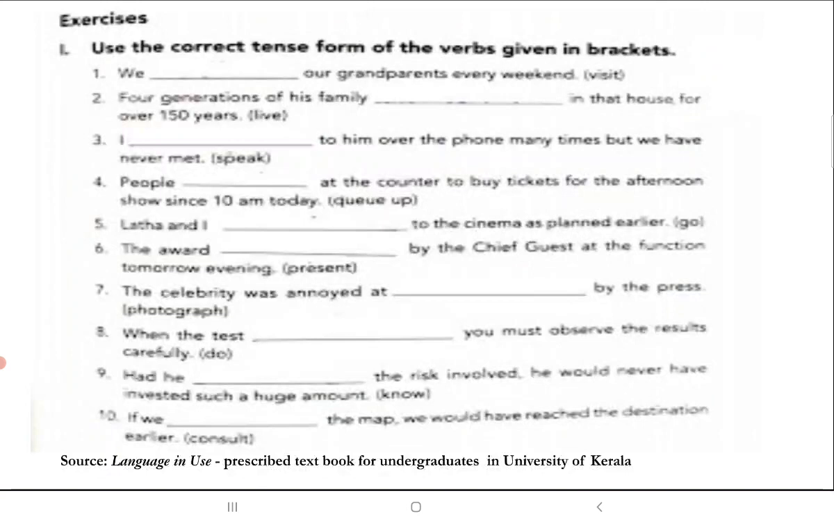Had he dash the risk involved, he would never have invested such a huge amount. Had he known, K-N-O-W-N, had he known the risk involved, he would never have invested such a huge amount. If we dash the map, we would have reached the destination earlier. If we had consulted the map.